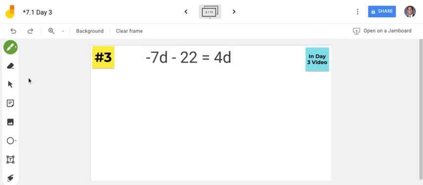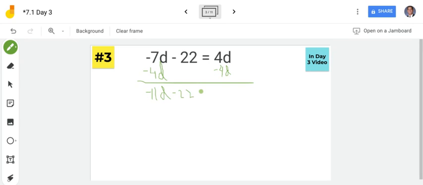Step 3, get the variable on one side. Now, as you can see, I have a d on the left side and the right side. Now, let's say I wanted to move the 4d to the left side. Let's see what happens when we do that. To move 4d to the other side, I can't add 4d because 4d plus 4d does not equal 0. That would be 8d. So instead of adding 4d, I would subtract 4d, of course, from both sides. Negative 7d minus 4d, that's negative 11d, right? Same signs add, keep the sign. I bring the minus 22 down.